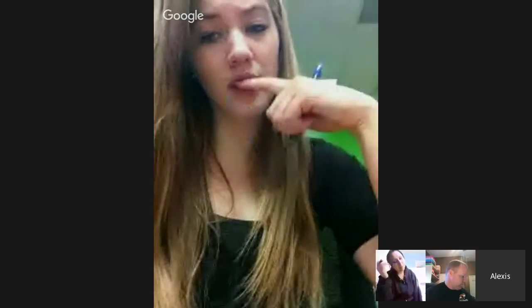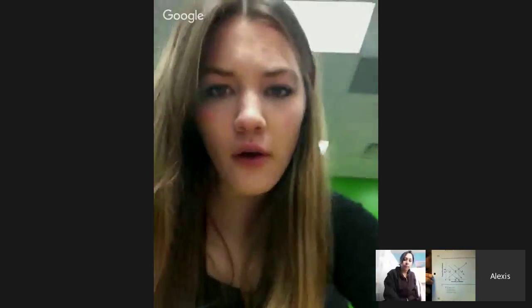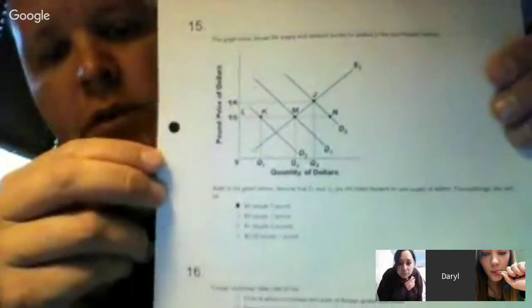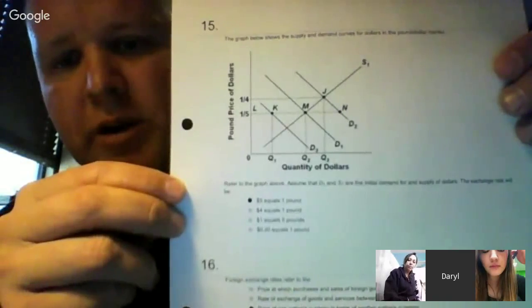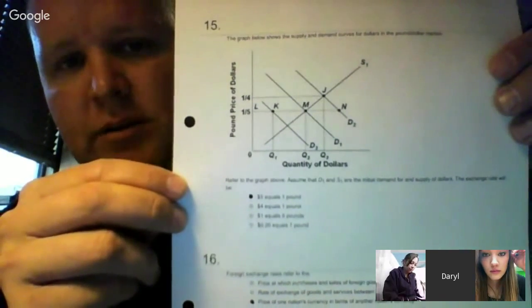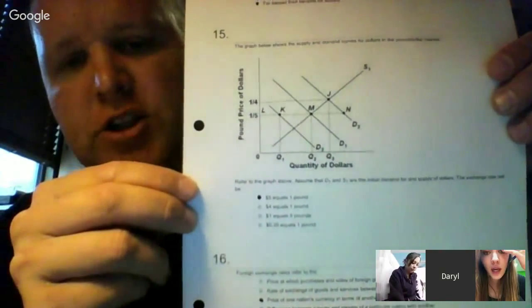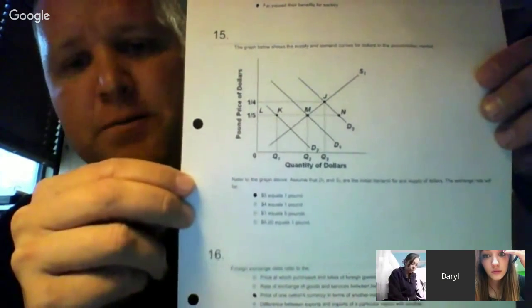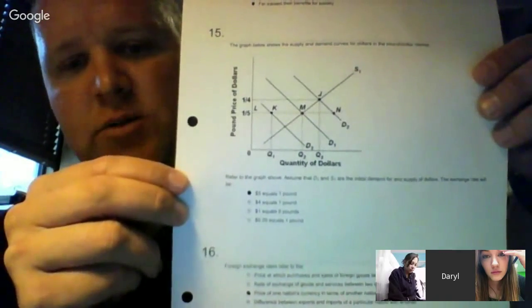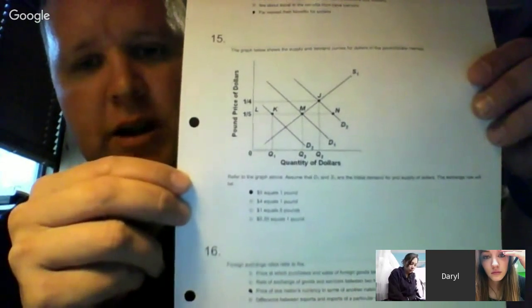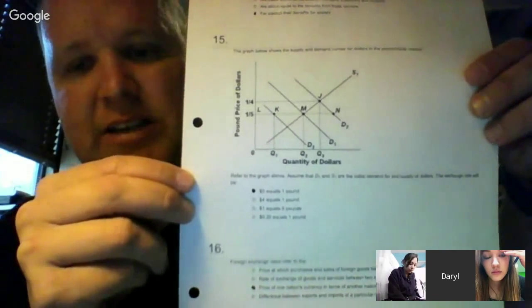So 15 was the other one we were wondering about. That's A, right? Yeah, and I'll show you why. I know this doesn't help a whole lot, Alexis, but here's the graph. Okay. So if you look at B right off the bat, we can eliminate it because that's S1 and D2. If you look at C and D and stop and think about it, it says 20 cents equals 1 pound, and then C says $1 equals 5 pounds. That's the exact same thing.